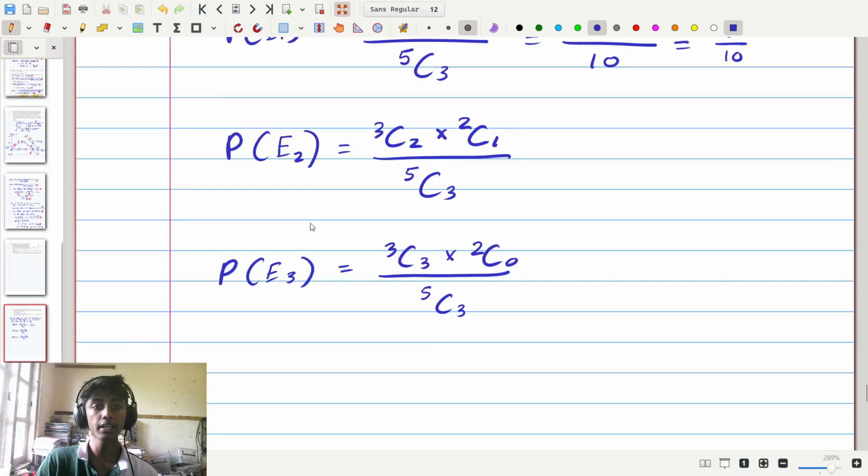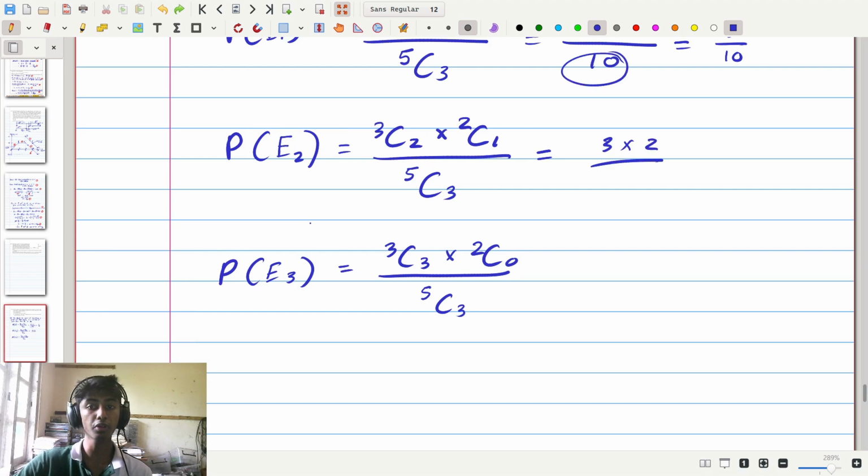Now similarly, if we consider event E2, for event E2 on top, we have 3 choose 2, which is 3, times 2 choose 1, which is 2, divided by 5 choose 3, which we just found is equal to 10, so we can substitute 10. Now dividing this, we could divide these two and get 3 over 5, but for my purposes, I'm going to leave it as being 6 over 10.